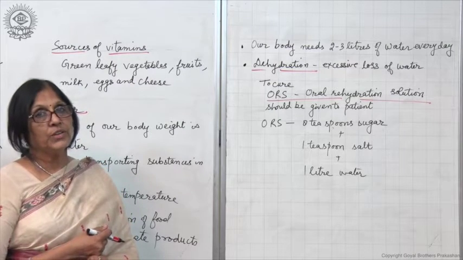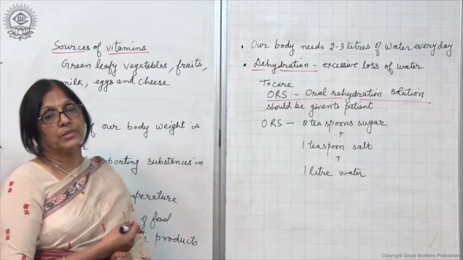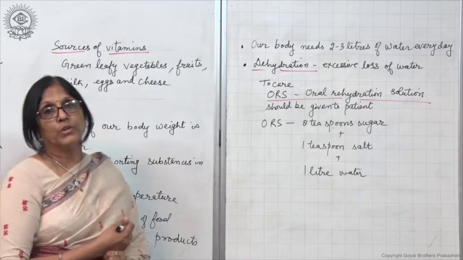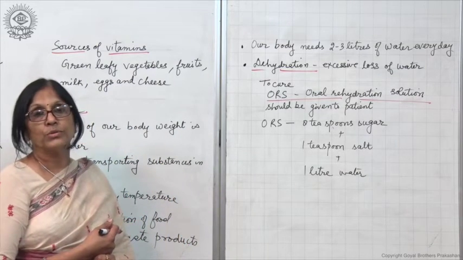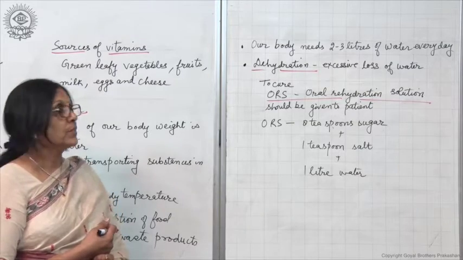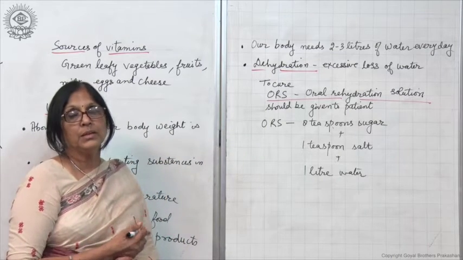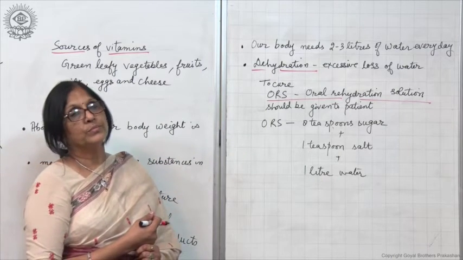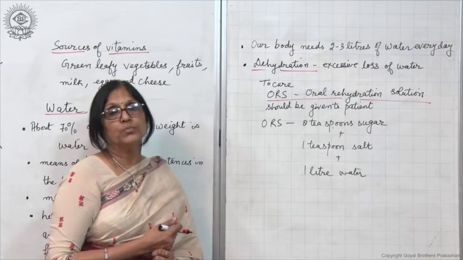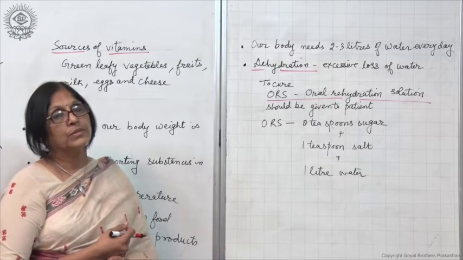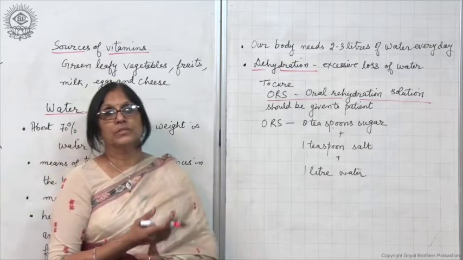The body becomes very weak. Now to recover from dehydration, of course hospitalization sometimes has to be done, and at home some precaution can be taken, some medicine can be made. You must have heard about ORS. What is ORS? ORS is oral rehydration solution. It can be prepared at home also by dissolving 8 teaspoons sugar and 1 teaspoon salt in 1 liter of clean drinking water, and by mixing all this, this ORS can be taken.